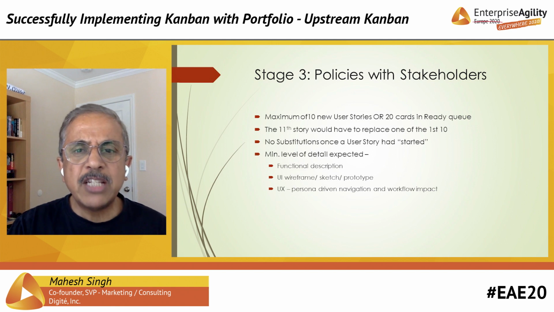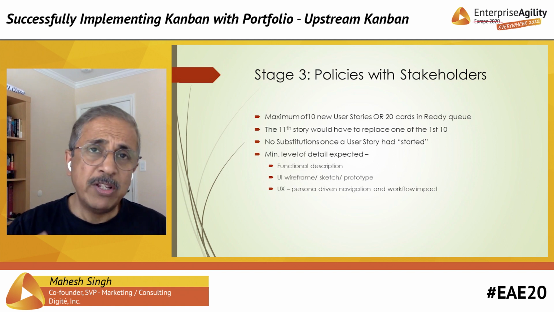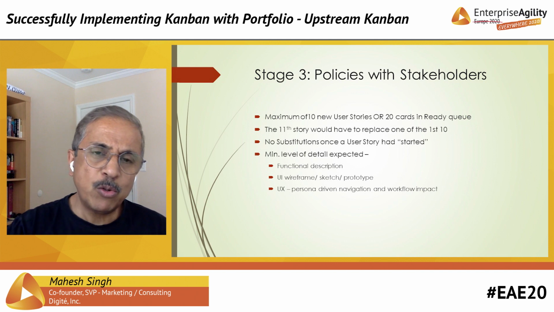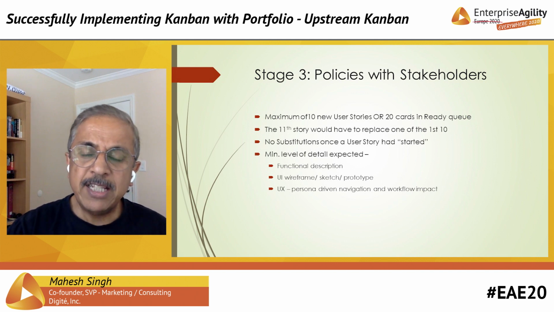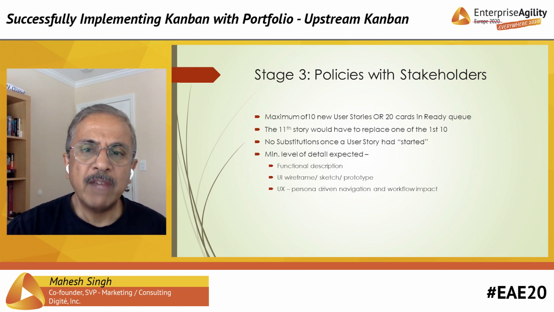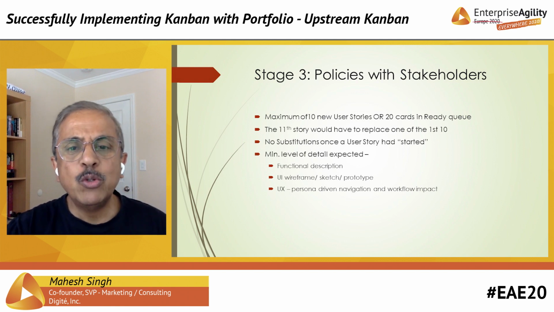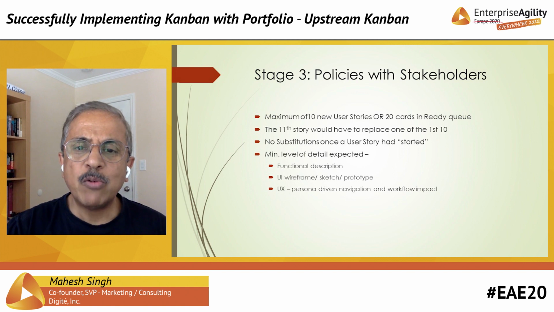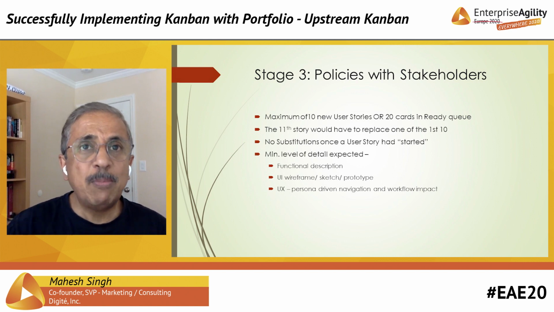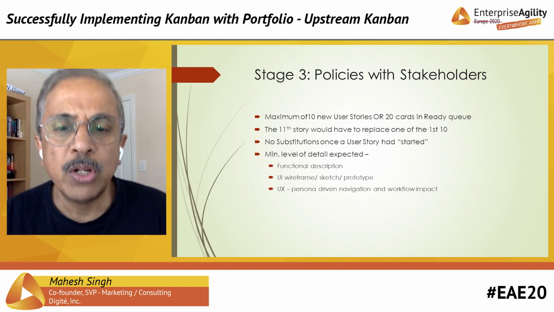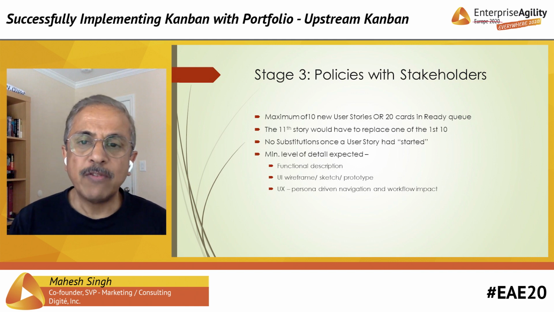Then we next went on to the next stage of defining policy with our stakeholders, where the dev team worked with the product owner and the product management function. And these are some of the examples of policies that we defined with our own stakeholders. So for example, we said a maximum of 10 new user stories at any point, or a maximum of 20 cards in our ready queue. This is one policy that we defined initially. We said that if the product owners wanted to add an 11th story, they would need to replace one of the 10 that was already in the ready queue.